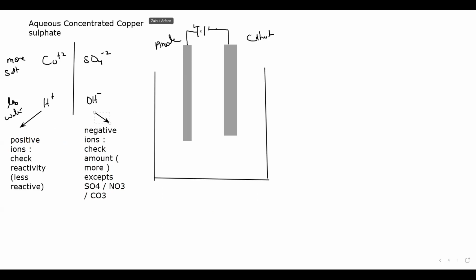Now in the solution, as we are doing electrolysis, the ions which are present are copper ion, sulfate ion, hydrogen ion and hydroxide ion. These are the ions present in the mixture, in the solution. For a positive ion, we check the reactivity. Which is less reactive, copper or hydrogen? Which ion is less reactive?